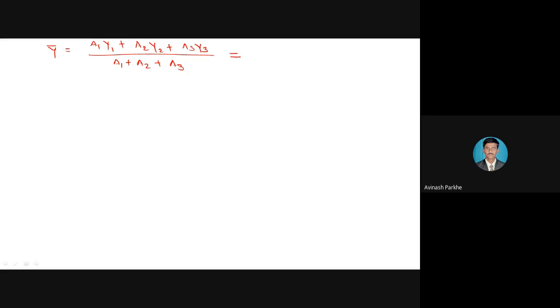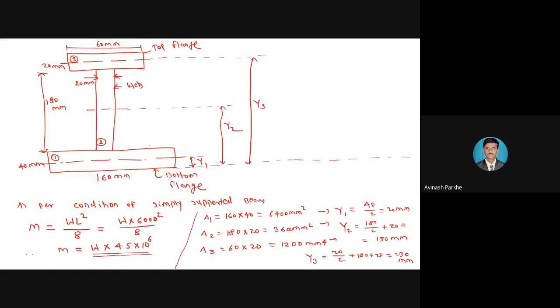Yes, Y bar is equal to 77.85 mm. So this is the Y bar. If I have to represent this particular Y bar, I have to represent the position of the neutral axis from the bottom side. This is very important. Y bar we are calculating means we are representing the position of the neutral axis.